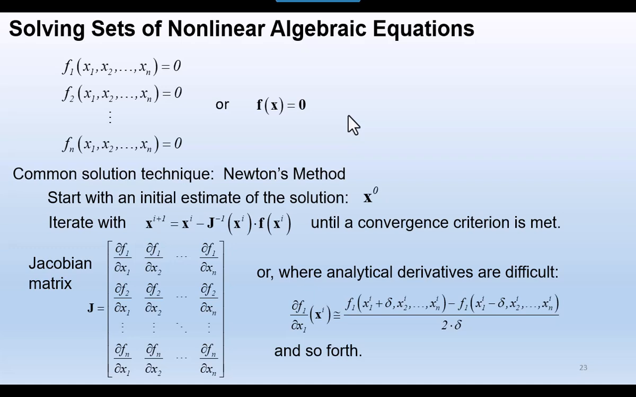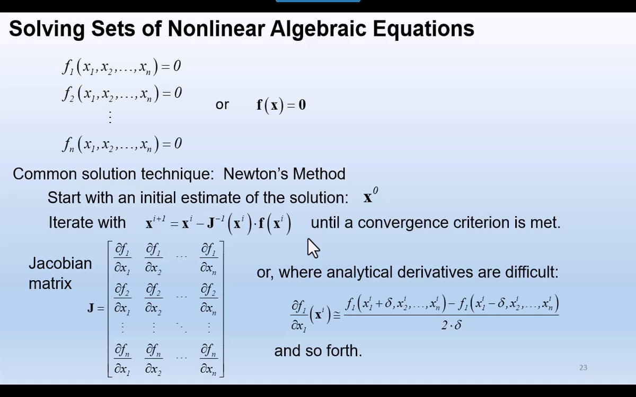Now, the f's could also include constants, and everything in this case has been shifted to the left-hand side. And a common solution technique for doing this is Newton's method, but Newton's method for multiple equations. And so what we do is we start with an initial estimate for our solutions, and then we iterate by Newton's method. You may be familiar with Newton's method for a single equation where we use a derivative function, but here we have n unknowns, so we actually have n squared different derivatives.